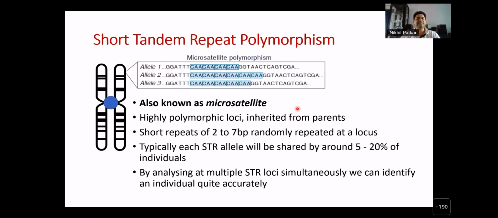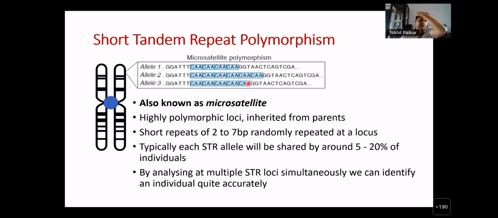And also another application of this is short tandem repeat polymorphism. So short tandem repeats are actually microsatellites or microsatellite polymorphism, wherein you have small segments of the DNA which multiply. These typically occur in highly polymorphic loci, and these are inherited from parents. So in microsatellites, you have repeats of 2 to 7 base pairs, which are repeated at a locus. Each of these is known as a short tandem repeat, and they are shared between 5 to 20% of individuals. So you can see here that there is a stretch of CAA, which has 4 repeats in one person, 6 repeats in another, and 5 repeats in another person.